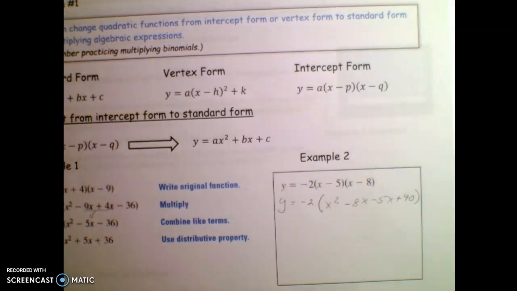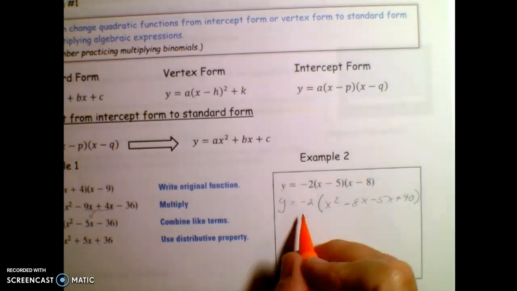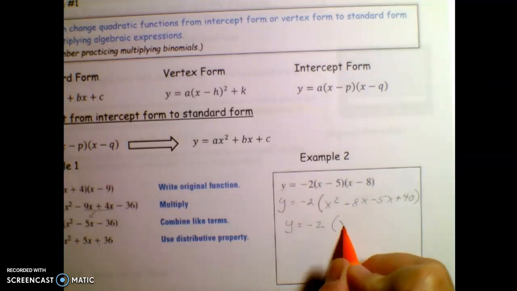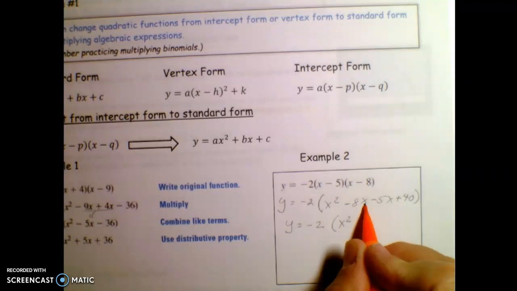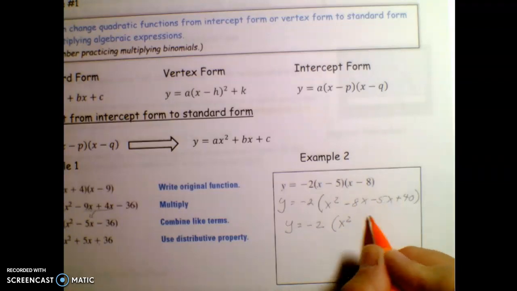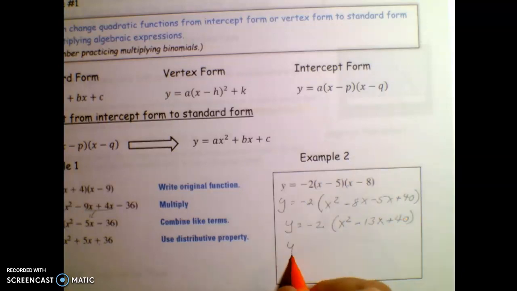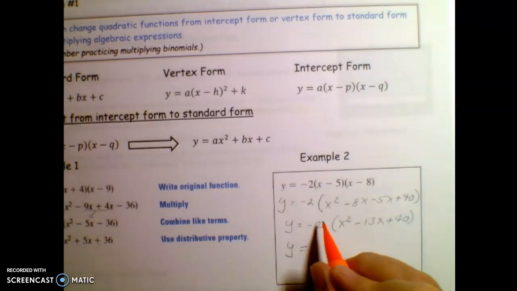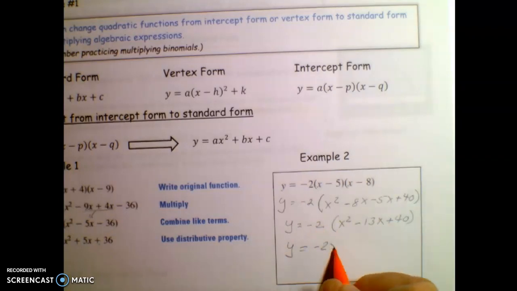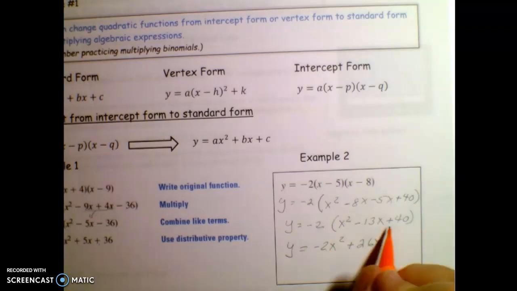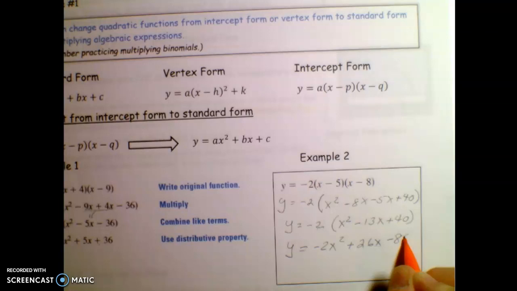Okay, so now I need to distribute the negative 2 that's out front. Oh, sorry. Let's do one more step. Let's combine like terms. We have x squared, and I have a negative 8x and a negative 5x. And if I combine those two, I get negative 13x. Sorry about that. All right, now let's distribute that negative 2. Negative 2 times x is negative 2x squared. Negative 2 times negative 13 is a positive 26x. A negative 2 times a 40 is negative 80. We're now in standard form.